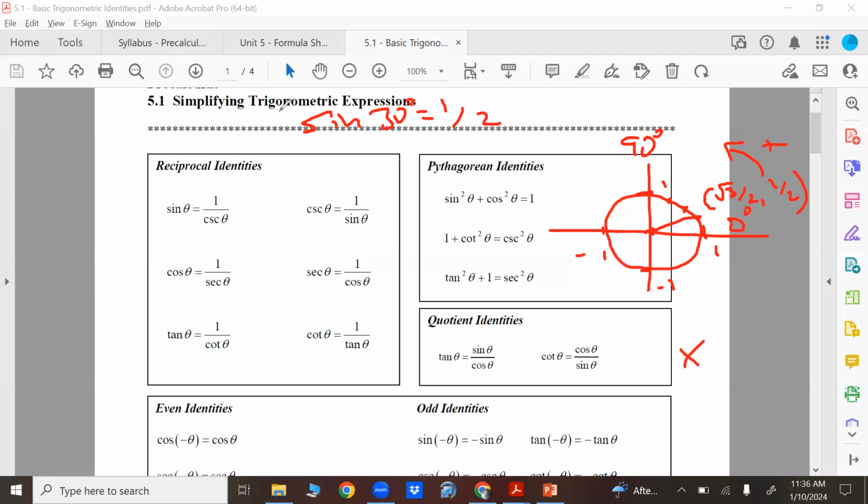How about the cosine at 30 degrees? What would I say for that? That'd be the x coordinate. Exactly. So very important. The x coordinate is cosine of your angle.